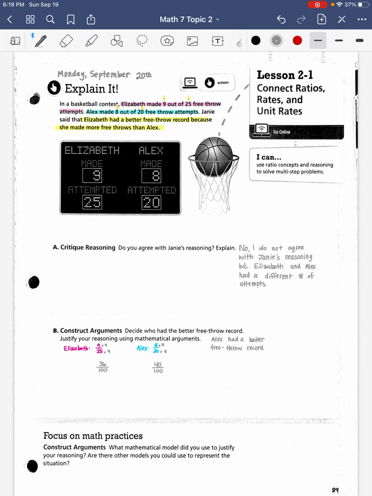Focus on math practices. What mathematical model did you use to justify your reasoning? Are there other models you could use to represent the situation? Well, another thing I could have done is I could have converted 9 over 25 to a decimal, and I could have done the same thing with 8 over 20. I could have used long division, converted them to decimals.